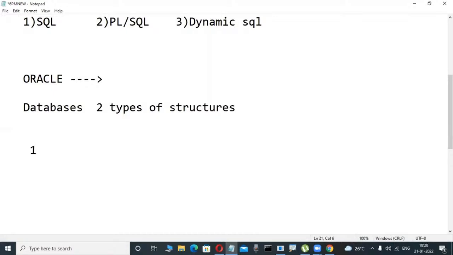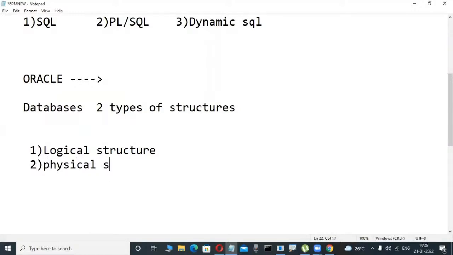Maybe anybody has an idea? Suppose you are taking Oracle, SQL Server, MySQL, or DB2, any relational database software you are installing in your system, two types of structures are there. One is logical structure. Database means it is a place where we can store structure. Here one is logical structure. Another one is physical structure.